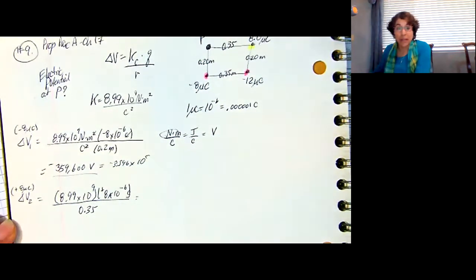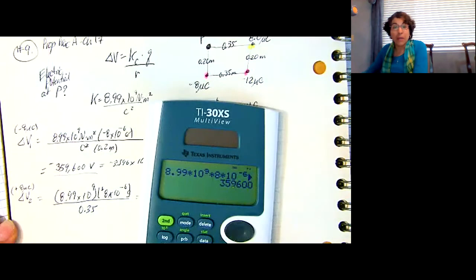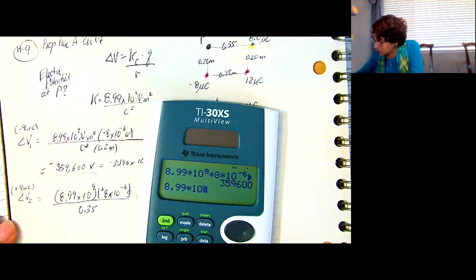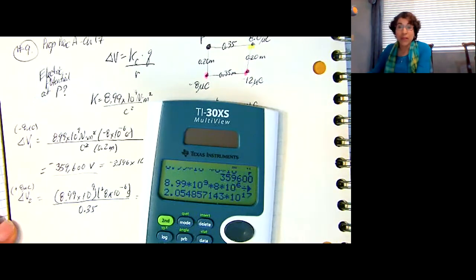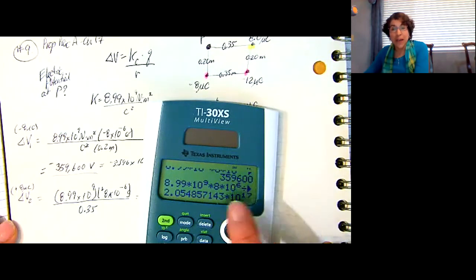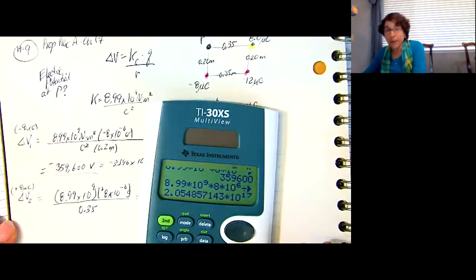Let's see what we got there. I'm going to do this again: 8.99 times 10 to the 9th, times 8 times 10 to the minus 6. So far, it's similar to the other one. Divided by 0.35. Oh, look, I didn't divide. I said plus. Caramba. Let me try this again.